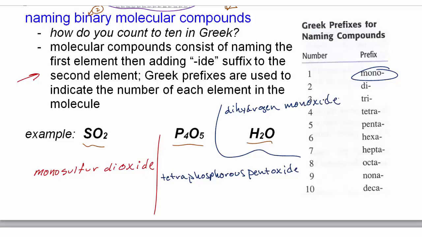Kind of odd. Water is dihydrogen monoxide, is the technical name for it.